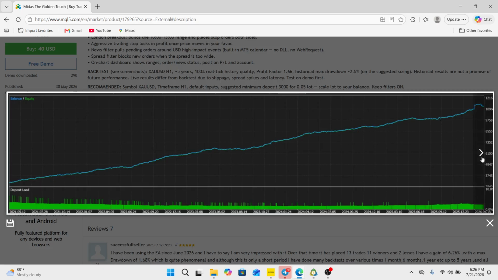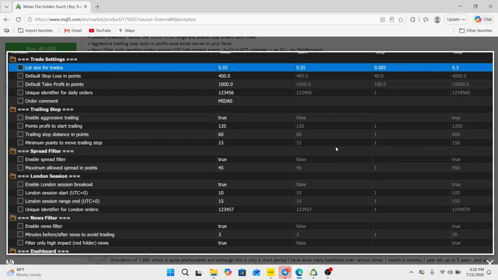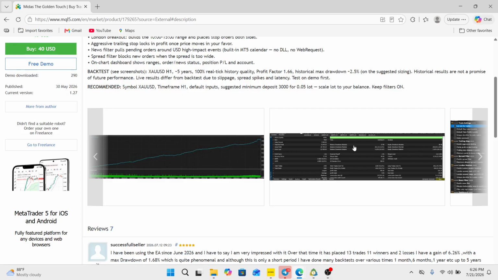That's also okay. So here we have the settings page. We have some customizable parameters, like I said previously. So yeah, there we have it.